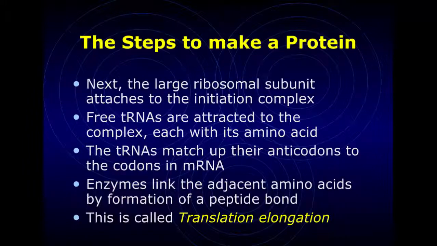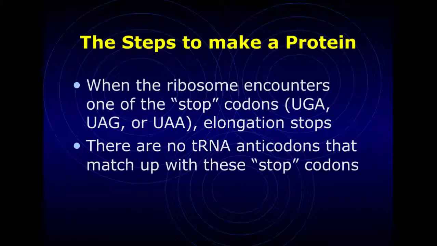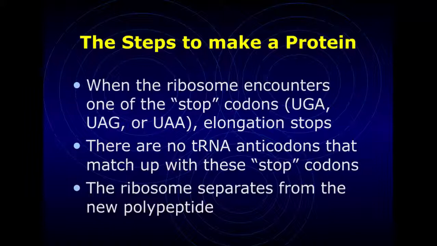That's called elongation. Finally, when we reach one of the stop codons, UGA, UAG, or UAA, elongation stops. There's no tRNA molecules that have an anticodon for the stop codons. So nothing comes in at that point. And when there's nothing there, the ribosome just sort of detaches. And now you have the transcript, which could be used again by another ribosome. And you also have a new polypeptide string of amino acids. Now, it's not a protein yet, but it's well on its way.